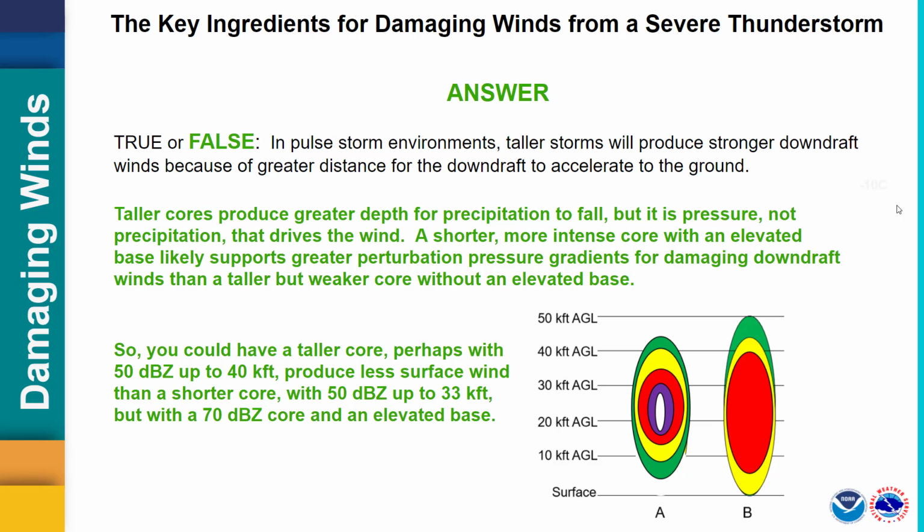So you could have a taller core, perhaps 50 dBZ up to 40,000 feet, that produces less surface wind than a shorter core, maybe 50 dBZ to 33,000 feet, but with a 70 dBZ core and an elevated base. Now, there is likely a relationship in which taller cores also contain a greater core than more shallow cores, thus leading to stronger winds from storms with taller cores, but that may not always be the case.